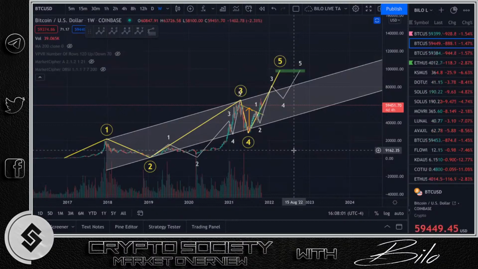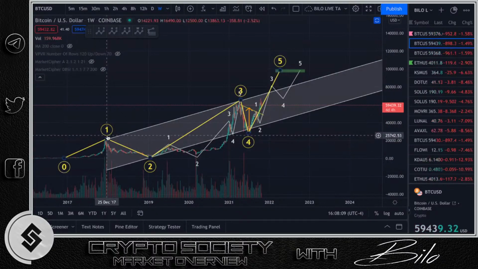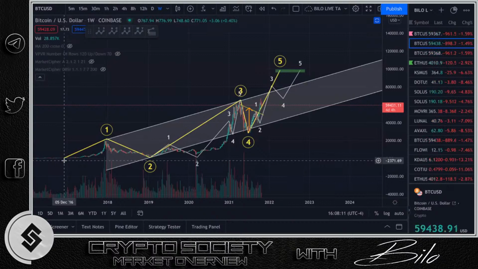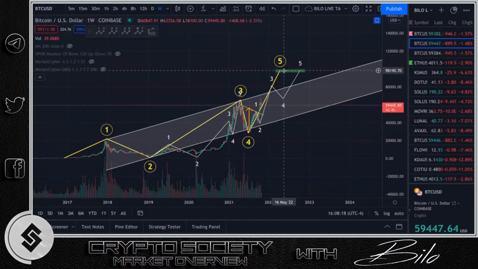We'll start off by looking at the Bitcoin chart. Last week, we introduced an overall Bitcoin Elliott Wave cycle, which started when Bitcoin was basically at zero, and where we have a projection for Bitcoin to reach somewhere around 97 to 99K by end of this year, actually.